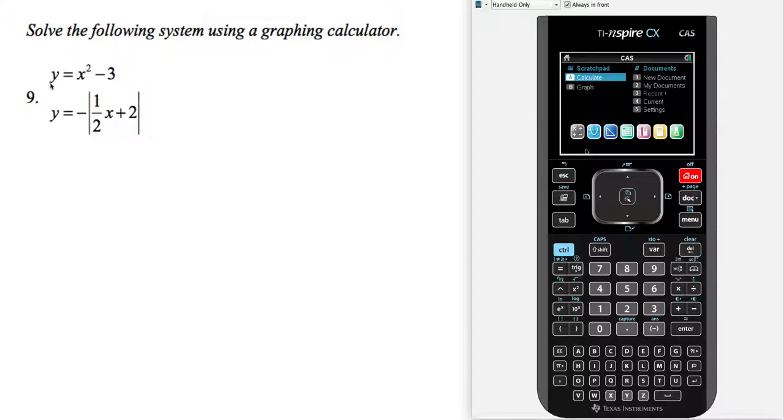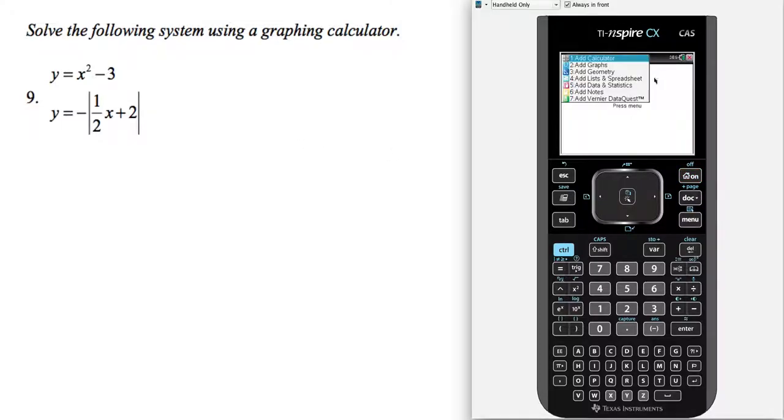Here we go. First one, we have y equals x squared minus 3. Let's go ahead and open a new document. You could do it in the Scratchpad too if you want, but I'm just going to open a new graphing page here. And I'm going to type in that first one, y equals x squared minus 3. Enter. There's my parabola.